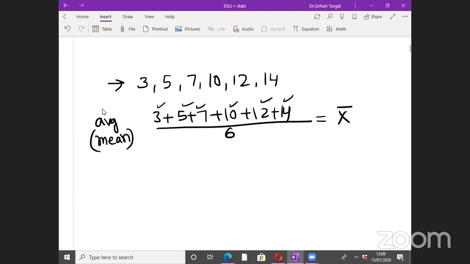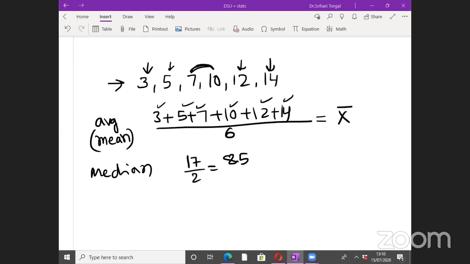If you are interested in finding the median, you need to write the data in ascending order. It is already in ascending order. You have to find the middle value. Now these two, 7 and 10, are the middle values. So to get the median, it is 7 plus 10, 17 by 2, that is 8.5. 8.5 is the value of the median here. This is how you have to calculate the median.